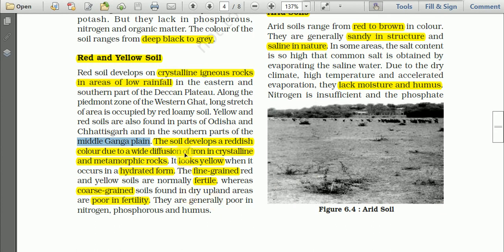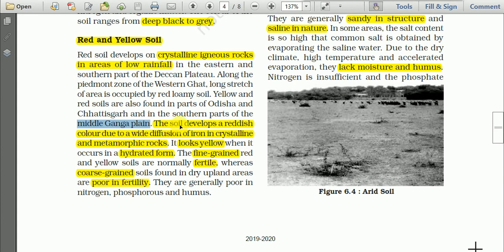And this soil develops a reddish color due to a wide diffusion of iron in crystalline and metamorphic rocks. Why are red soils red in color? This is because of diffusion of iron in crystalline metamorphic rocks. That is the oxidation process. It contains iron, and due to oxidation, it gives the color red. And it looks yellow when it occurs in hydrated form.